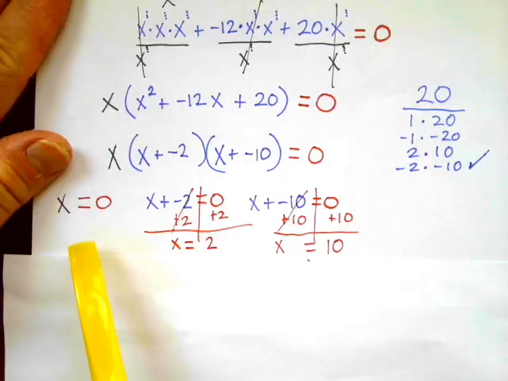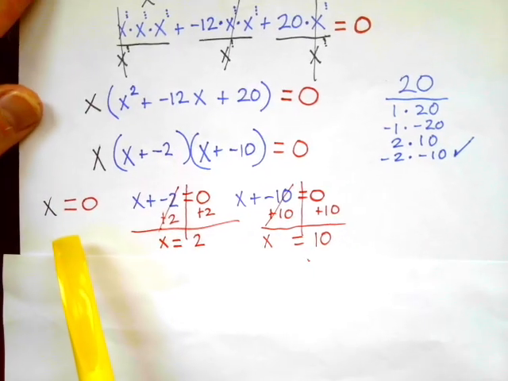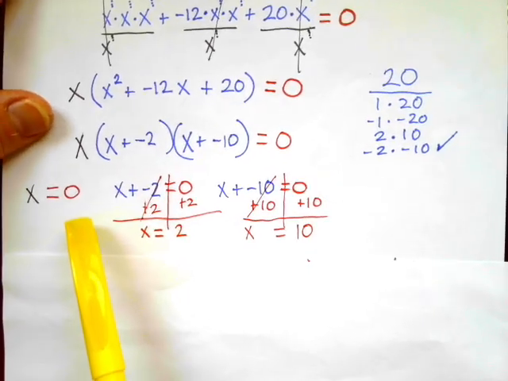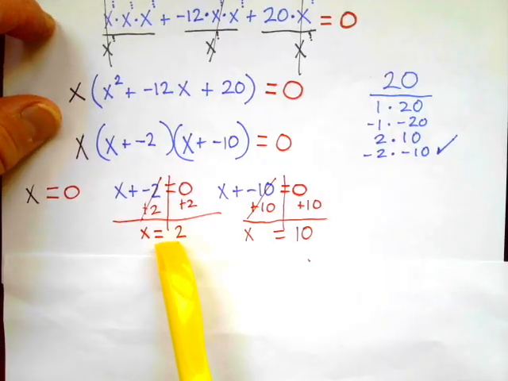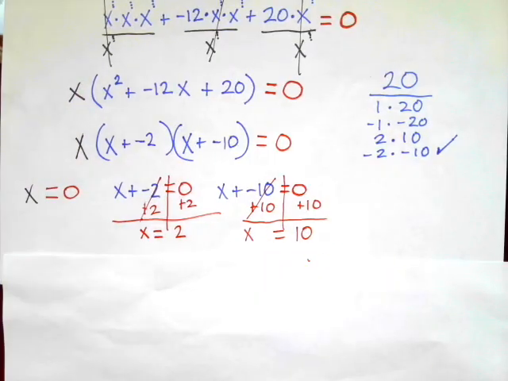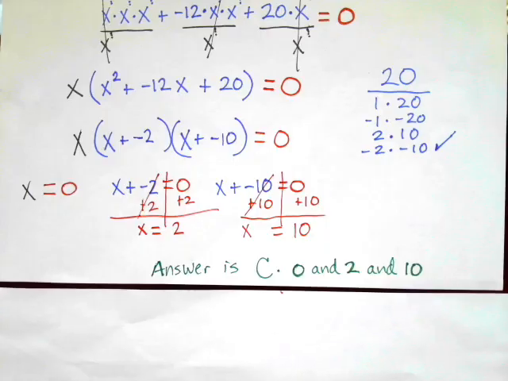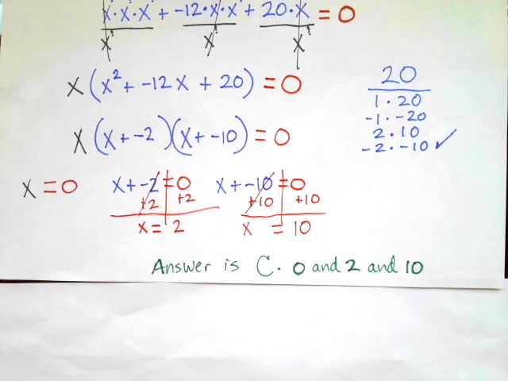X equals 0, x equals 2, x equals 10. Your answer is C. 0 and 2 and 10 are all of the zeros of this particular function. Hopefully this is helping you out a little bit. Hey, math is easy. Take it step by step.